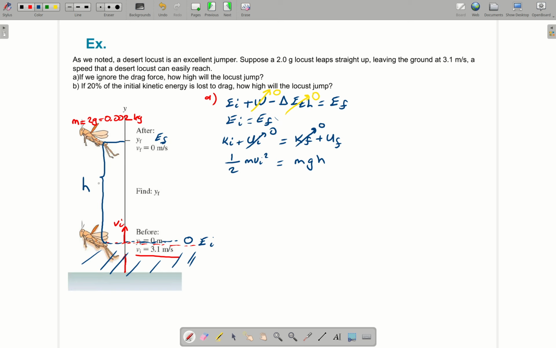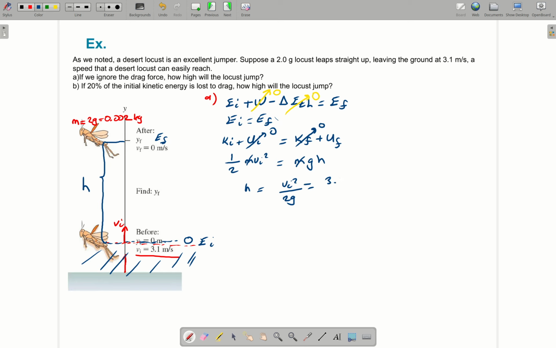We will always look at the difference in the height. Book takes it as y final minus y initial. I'll take it as h. That's the height. Notice I don't even need the mass here. Mass cancels. And I can solve for my height by dividing each side by g. I'm going to find height is equal to v initial squared over 2g. And that will give me my height.